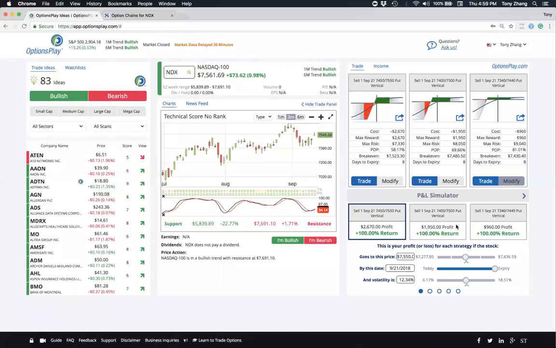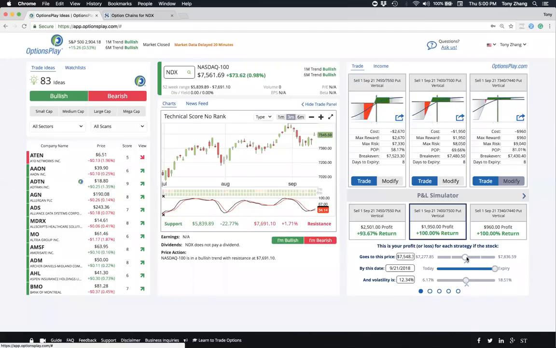As you can see, all three strategies will provide me with profit. So if I sold this credit spread here on the right, I make a $2,600 profit. If I sold this middle one, $1,900, the one on the right, $960. So this really allows me to take advantage of these profits if the index stays where it is or moves higher. However, what happens if the index moves lower?